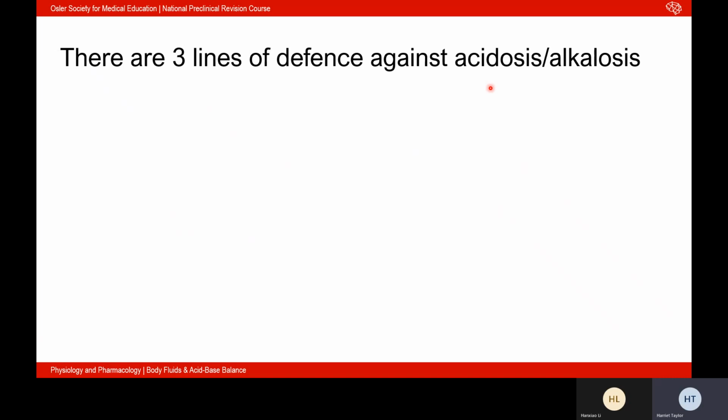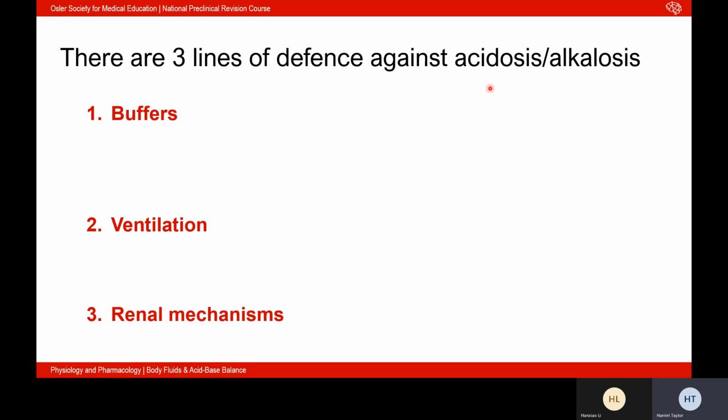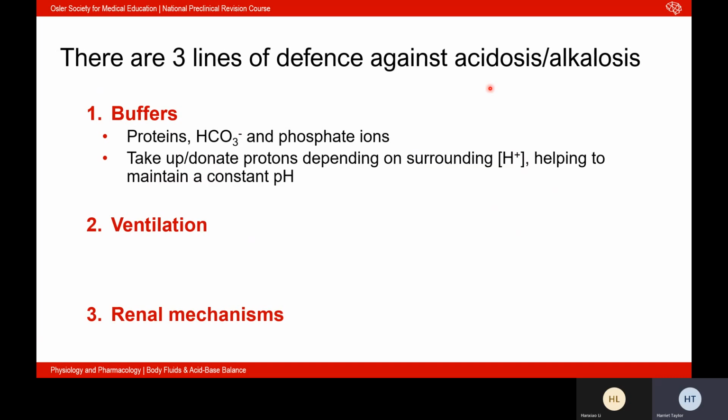Great, so how do we defend against changes to that, of the pH being in that range? So there are basically three methods. The first one is using buffers. The second one is using ventilation. And our last one is using the renal mechanisms. So we'll talk about each of these in turn. So the buffers include proteins, bicarbonate and phosphate ions. So our proteins can include things like hemoglobin, a really important one. And these basically take up or donate protons depending on the surrounding concentration of protons. And this helps to maintain a constant pH.